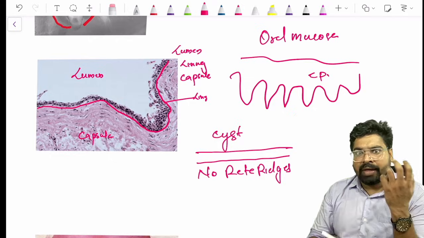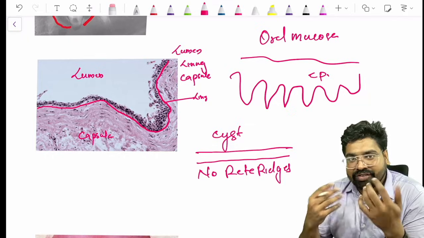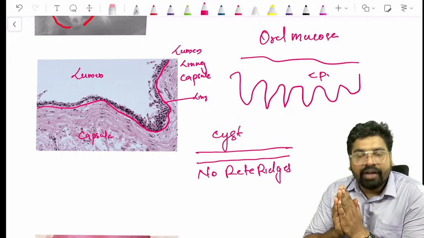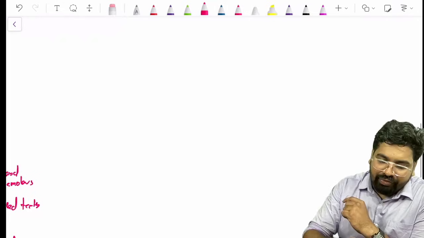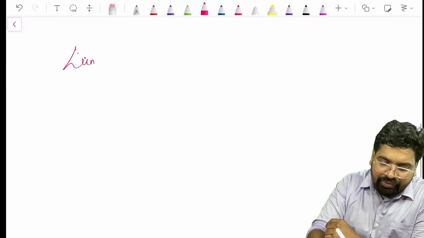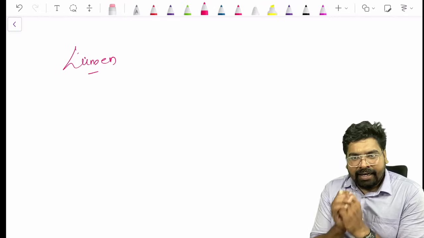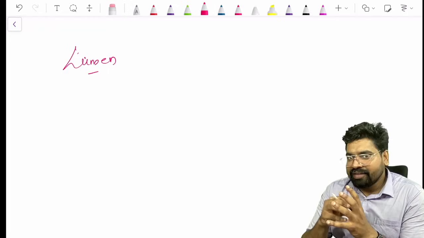So from the image itself, you can identify whether they are talking about a mucosa, a skin, or the lining of a cyst. Now let's see the peculiarity of the lumen. What about the lumen of the dentigerous cyst? To identify what is inside the lumen, what procedure do we use?